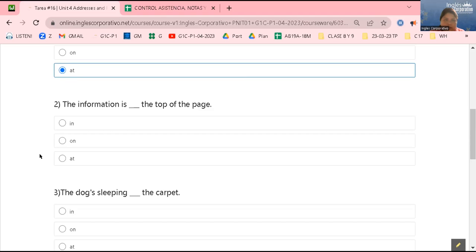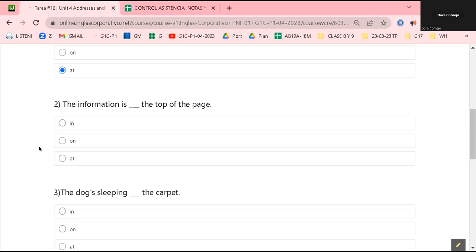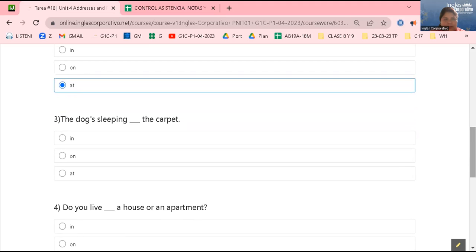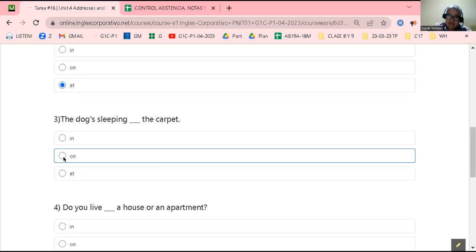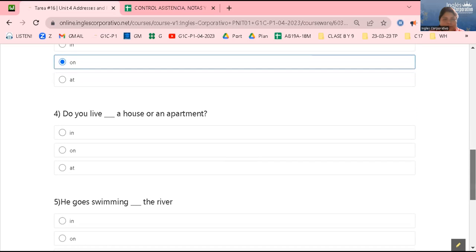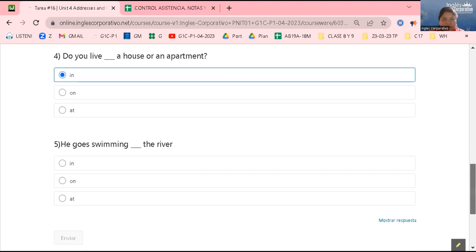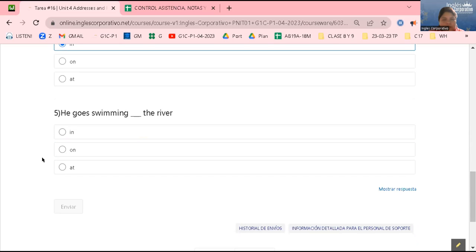So you remember some fixed expressions. Remember that some words are used with a certain preposition. In this case, in. Okay, so that means inside. It means inside, on, and at. At. Okay. The dog's sleeping on the carpet. Do you live in a house or an apartment? In. He goes swimming in the river. In.